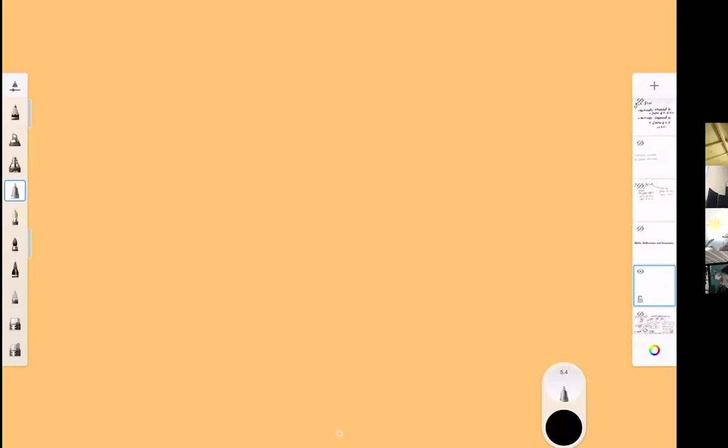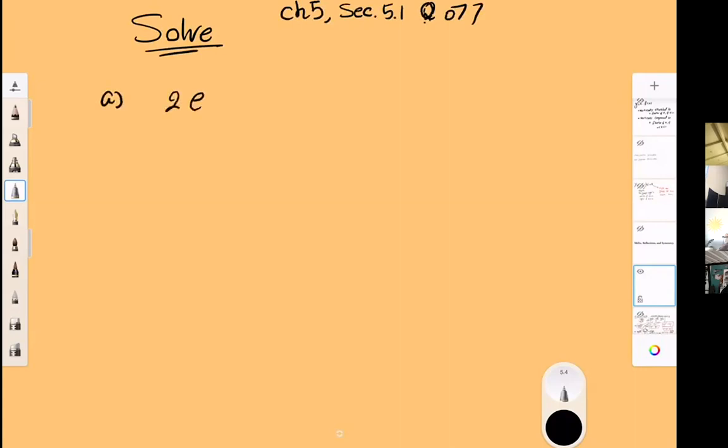They ask us to solve, and this is chapter 5, section 5.1, question 77. Part A: 2e^(3x) plus 2e^(3x) equals 1. Part B: 3e^(4x) plus e^(4x) equals b.